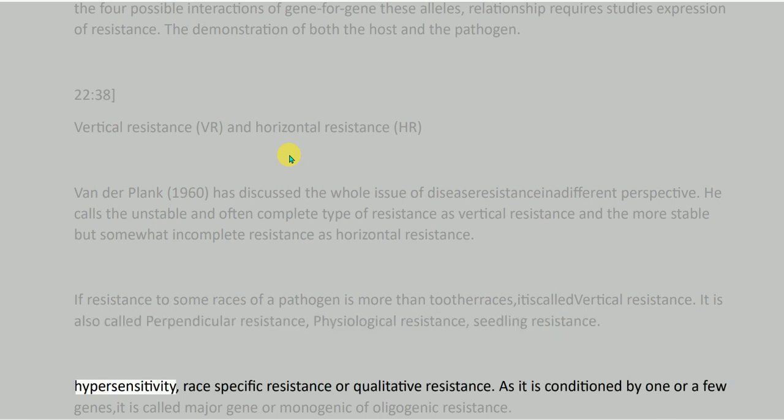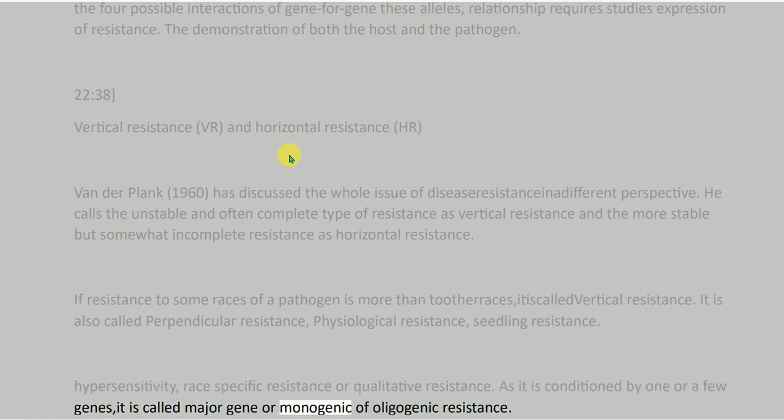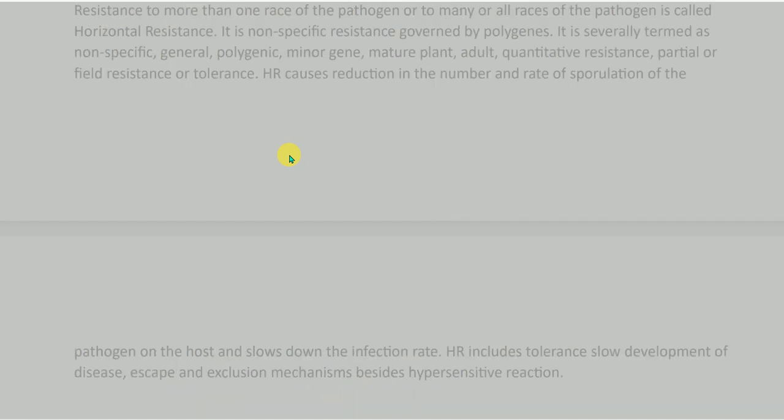As it is conditioned by one or a few genes, it is called major gene, monogenic or oligogenic resistance. Resistance to more than one race of the pathogen, or to many or all races, is called horizontal resistance. It is non-specific resistance governed by polygenes. It is variously termed non-specific, general, polygenic, minor gene, mature plant, adult, quantitative resistance, partial or field resistance, or tolerance. HR causes reduction in the number and rate of sporulation of the pathogen on the host and slows down the infection rate. HR includes tolerance, slow development of disease, escape and exclusion mechanisms besides hypersensitive reaction.